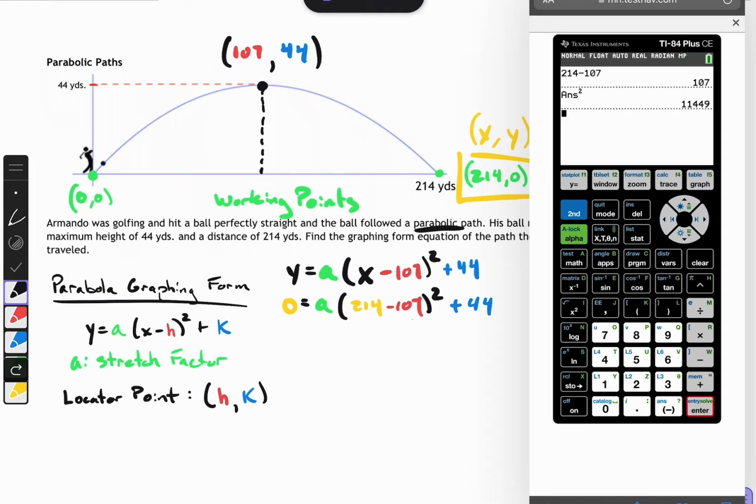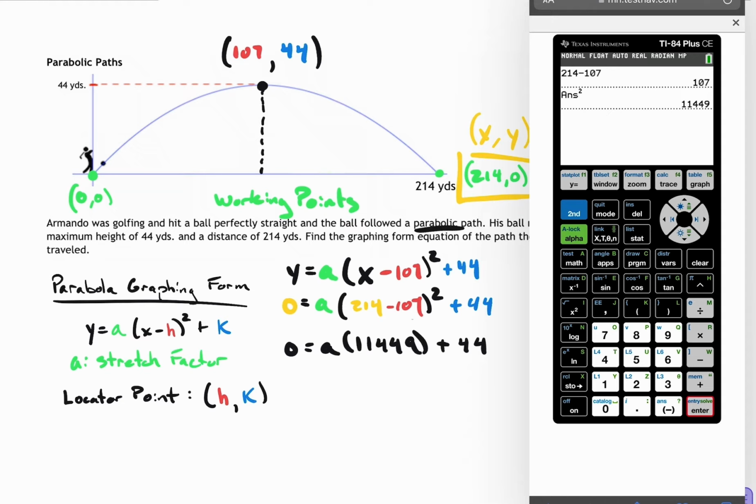So we have 0 equal to A, which I don't know yet, times 11,449. And I still have this plus 44. It's very important, I think, that this A value sits here in your equation. A lot of students try to write this problem out without putting this A value here. They try to skip around it. I do believe it's really important to be able to show your work there.